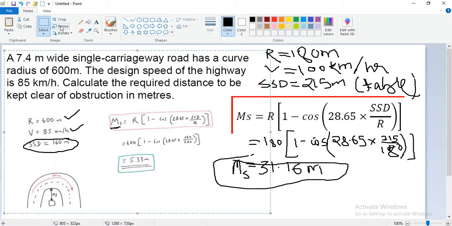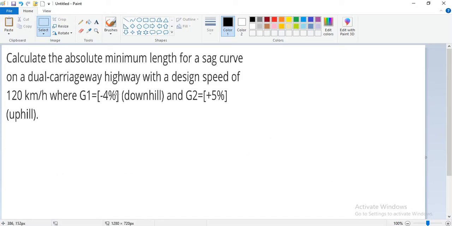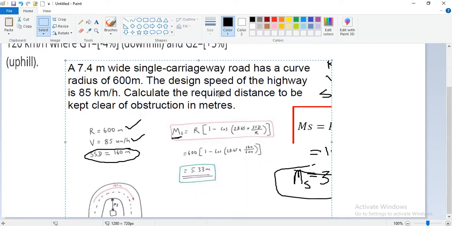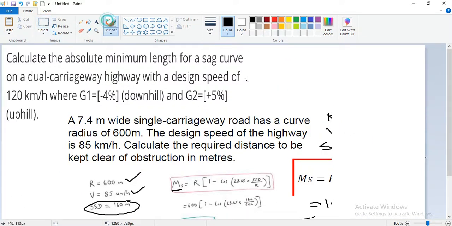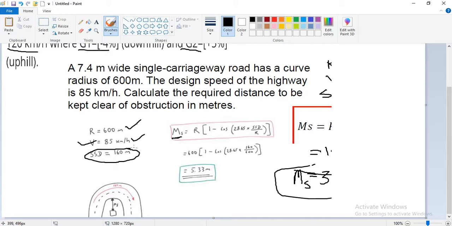So you can refer to this one, and you can solve this question from this. Calculate the absolute minimum length for a sag curve. In this question it is a sag curve, just keep in mind, on a dual carriageway highway with a design speed, meaning the value of V is 120. Now it was 85, so now you will take 120. G1 and G2 we are required to add, and you will get the value of A.